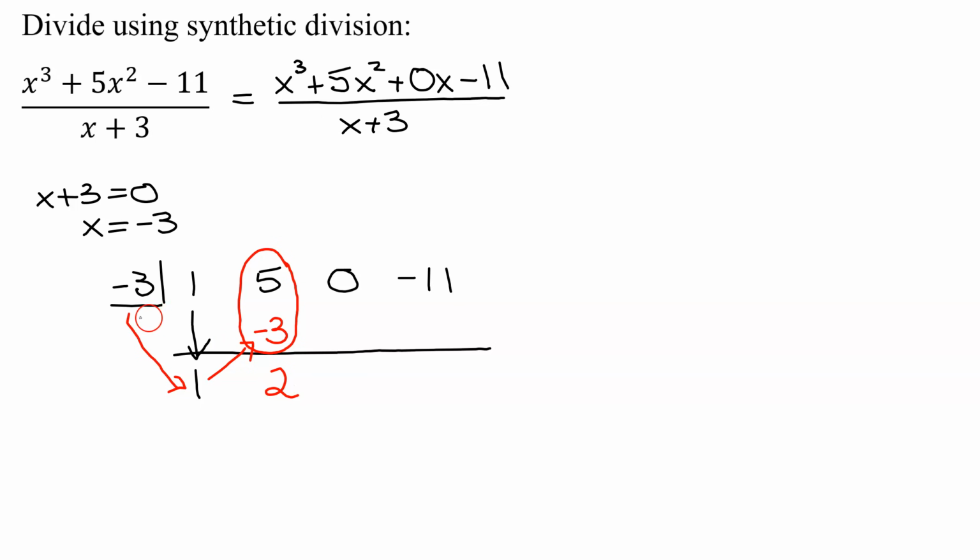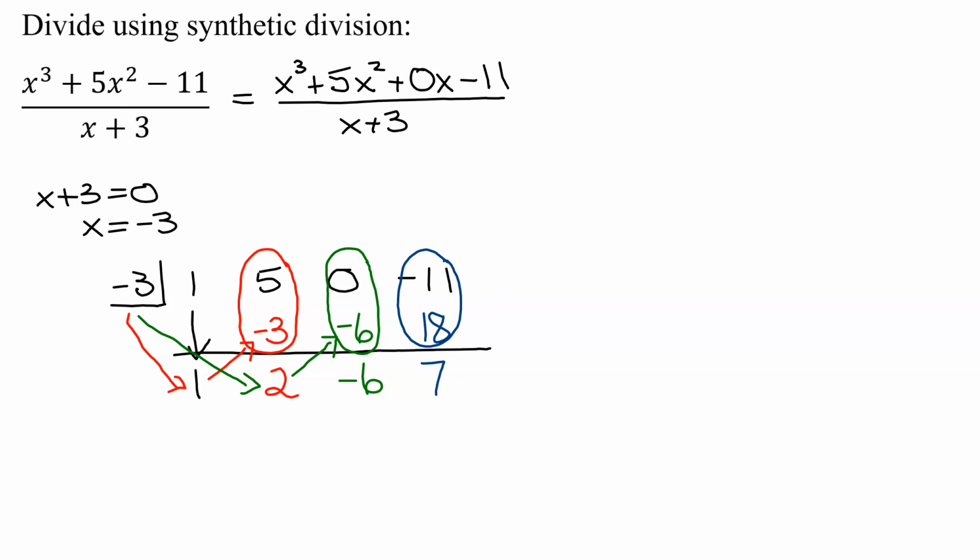Repeat the process. You take negative 3, multiply it by 2, and write the answer up here. Negative 3 times 2 is negative 6. And then you're going to add these two numbers. So 0 added to negative 6 is negative 6. And I'm not going to draw any more arrows, otherwise it's going to get too confusing. And so I'm going to get negative 3 times negative 6 is positive 18. You write it here. Then add these two numbers. Negative 11 plus 18 is 7.